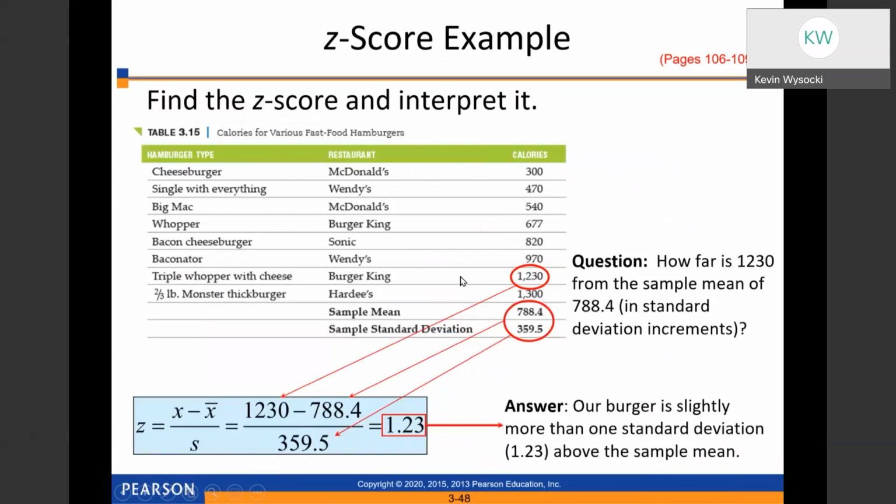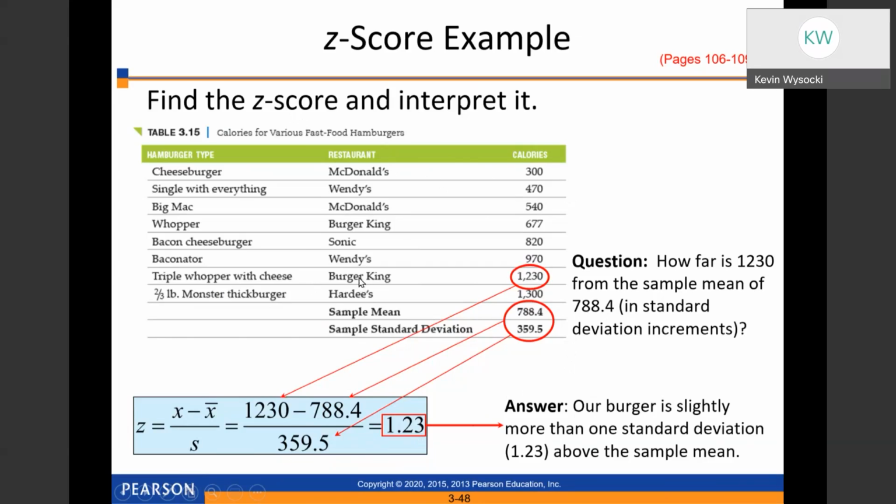So let's look at how to calculate this using some data. They give us the calories for each burger at different restaurants, and we want to use the Z score to interpret what this means. If we find the average, the sample mean is 78.4. They give us a standard deviation of 359.5.